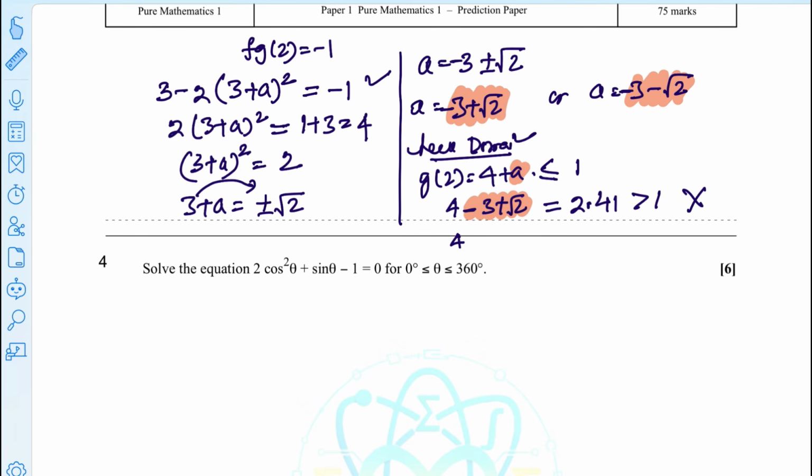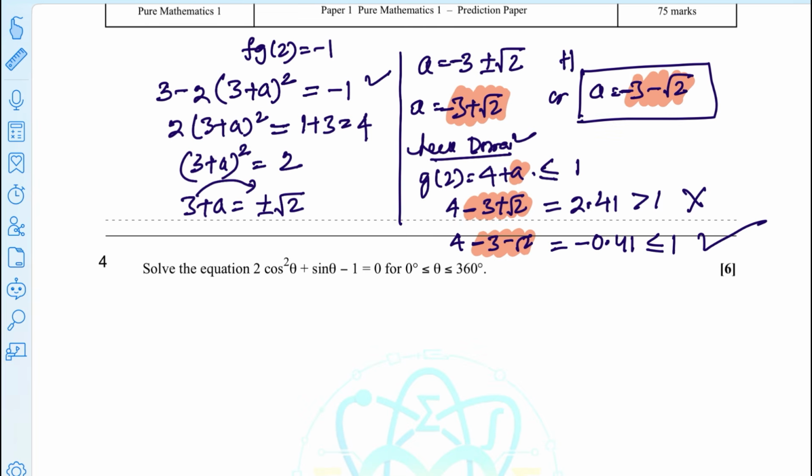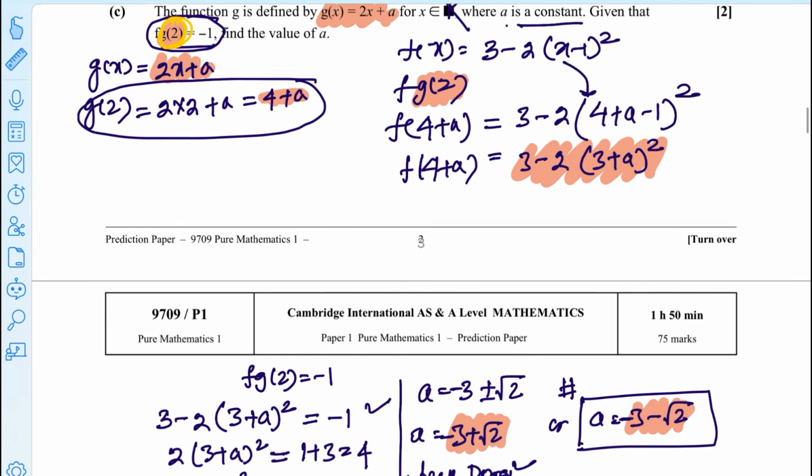But when I'm saying 4 minus 3 minus root 2, the second value of a, that gives minus 0.41, which is less than or equal to 1, and this is the value I'm taking. So what does it mean? It means I will accept the value of a as minus 3 minus root 2. This is the answer for this question.